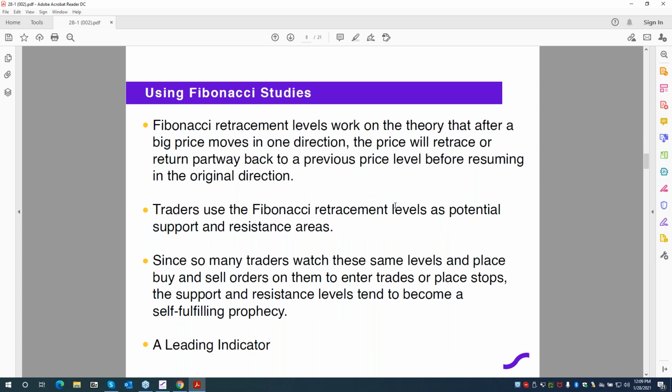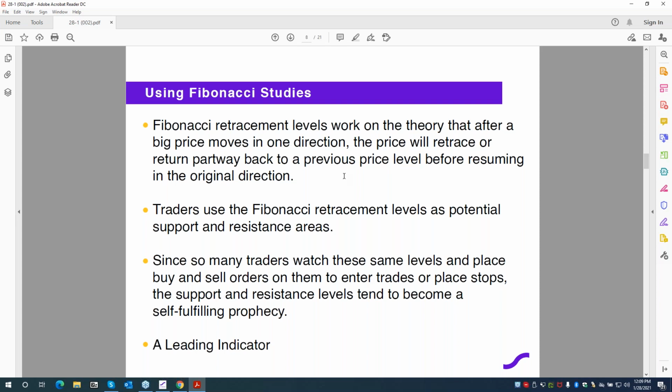Fibonacci retracement levels work on the theory that after a big price move in one direction has happened, the price will retrace and return partway back to the previous price level before resuming in the original direction. So you have something that has made a big move in one direction. The theory is that you always have some retracements.